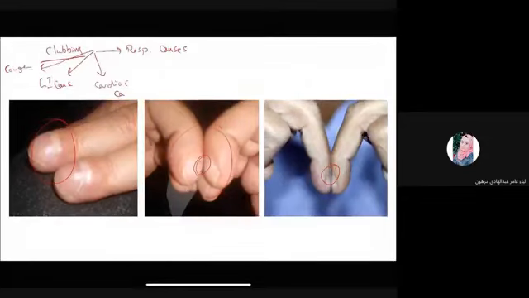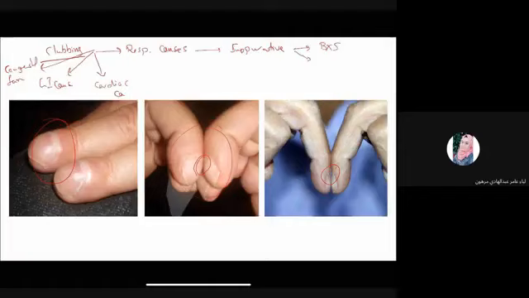Respiratory causes, we will divide them into suppurative disease. What is the meaning of suppurative? Suppurative is something that produces pus. So suppurative disease, when we have pus in the bronchi, it is called bronchiectasis. When we have pus in the pleura, this is called empyema. And if we have pus in the lung parenchyma, it is called lung abscess.